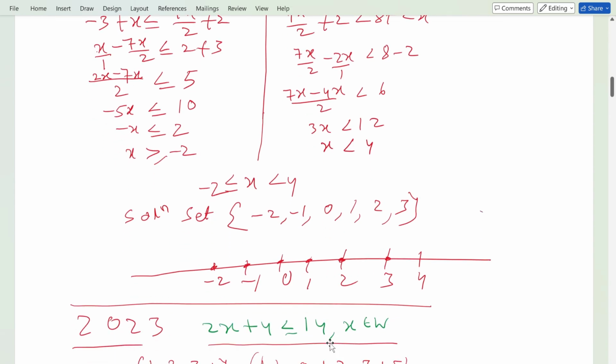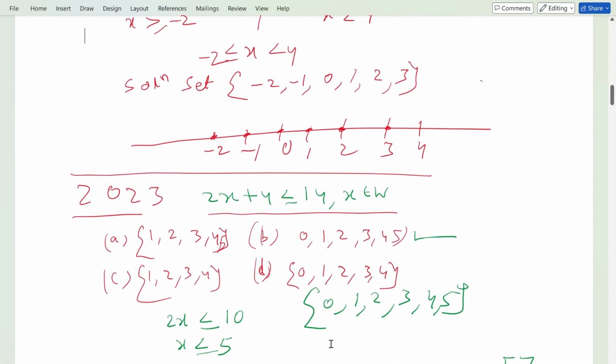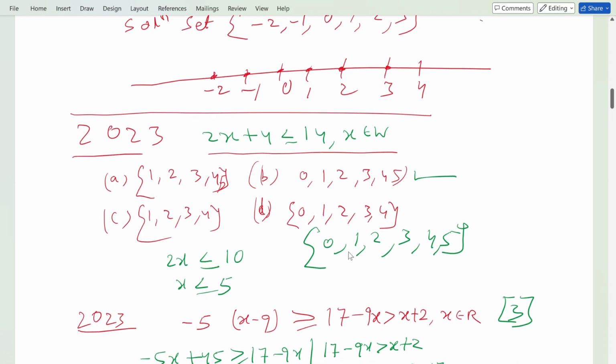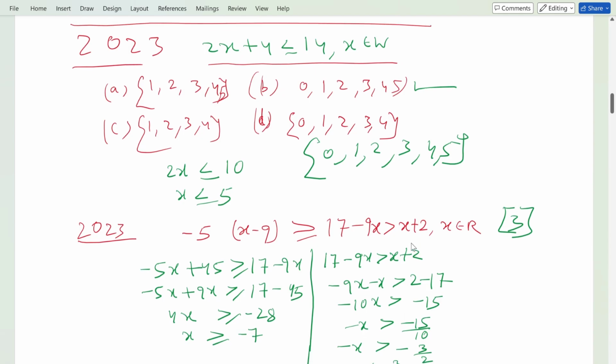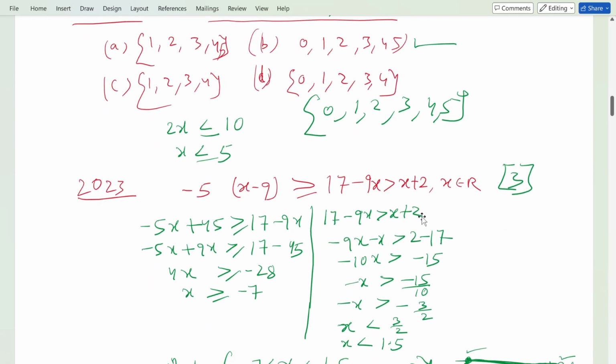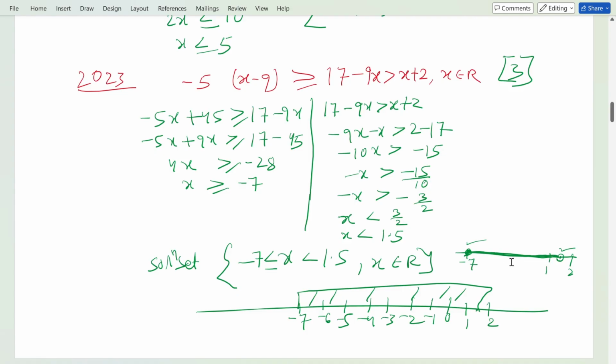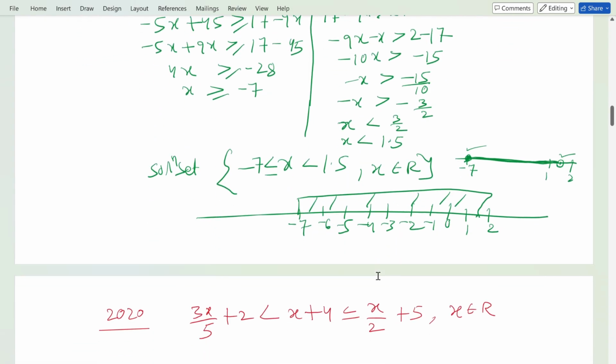This is your 2023 MCQ question. X belongs to W is given, so the answer is 0 to 5. See, this is the question, 0 to 5. This is the 2023 question. X belongs to R is given, so the number line is this type or this type. This is the number line and this is the solution.